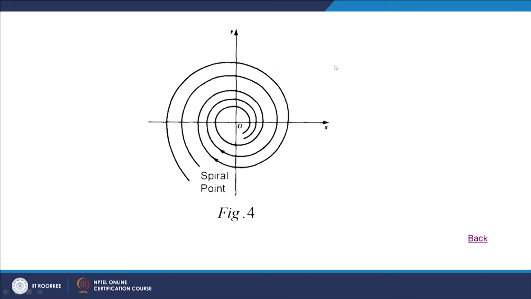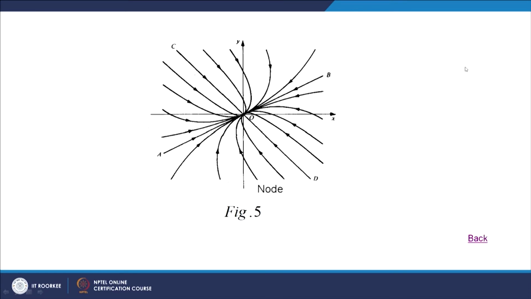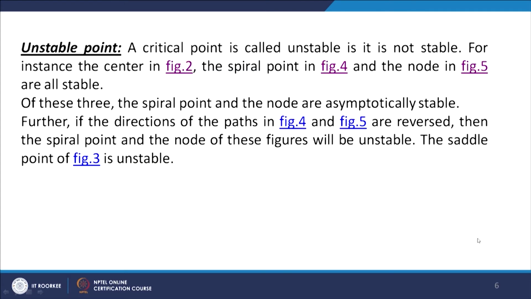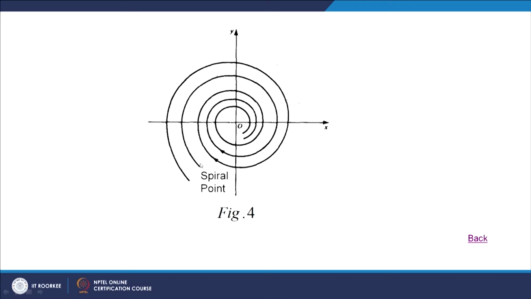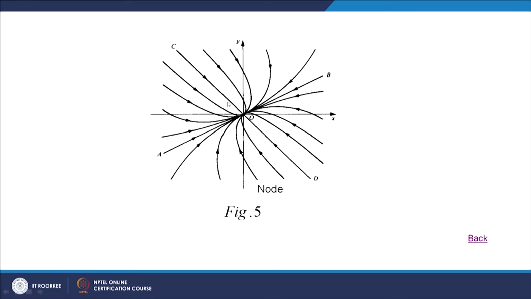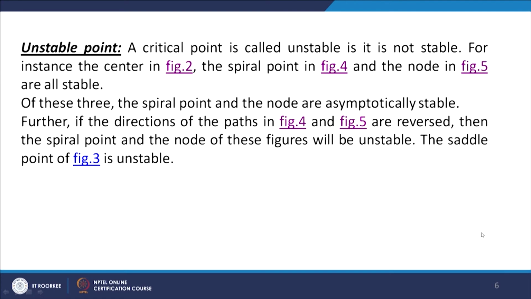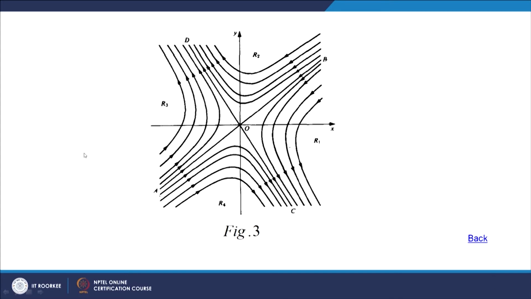Figure 4, this is asymptotically stable. Okay. Ultimately it is approaching 0 0, and here in figure 5 this is also ultimately approaching 0 0. So, they are asymptotically stable. Further, if the directions of the paths in figure 4 and figure 5 are reversed, then the spiral point and the node of these figures will become unstable. Okay. The saddle point of figure 3, this is unstable.